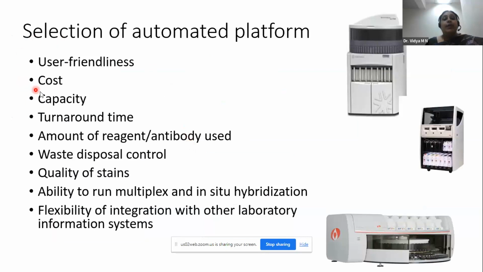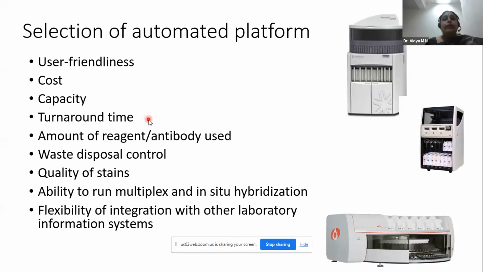Definitely, these are going to be costly. It is going to increase your cost per test when compared to manual methods. You should also know the user friendliness of these equipments. The capacity is something that you need to analyze and understand. For a starting lab, I would always recommend start manually and then progress gradually once you start adding your various antibody panels, and once you have a good workload and work volume, then you progress towards an automated platform.